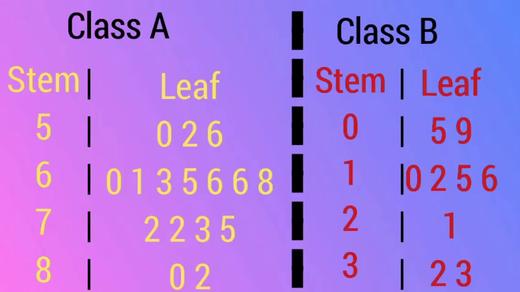So children, when we are considering the number of students, see class A in the stem and leaf plot: 50, 52, 56. There are 3 students. Then 60, 61, 63, 65, 66, again 66 and 68. So how many students are there? 1, 2, 3, 4, 5, 6, 7. Yes, in the 6th line there are 7 and in the first one there are 3. So 7 plus 3 is 10.